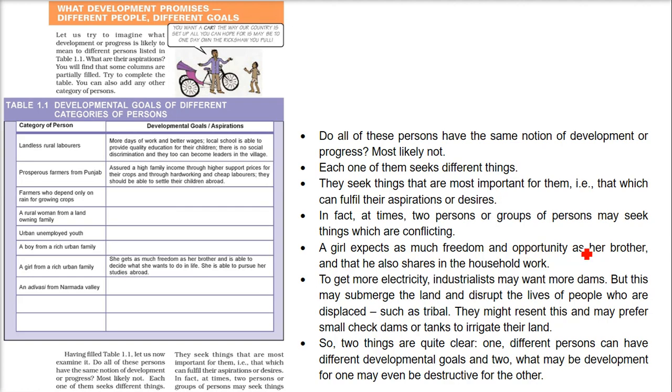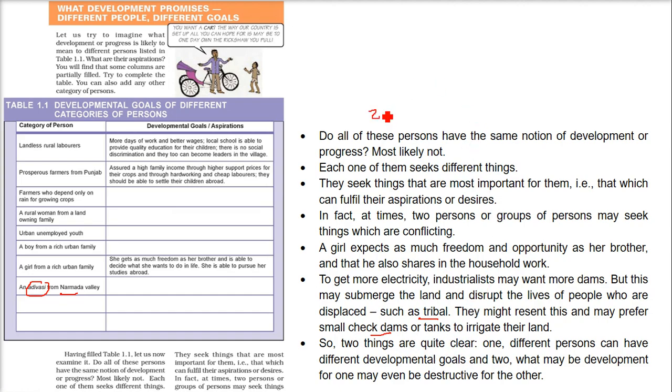For example, the girl wants freedom and the same opportunity as her brother. And she would be happy if the brother helps in the household work. And the industrialists, to get more electricity, would want to make dams. But the dams would eventually submerge the area where people are living, especially the tribals and the Adivasis we just talked about. But these Adivasis, the people who are living there, they just don't want this thing. They are happy with check dams, small dams. They just want to irrigate their land and fill the tank.